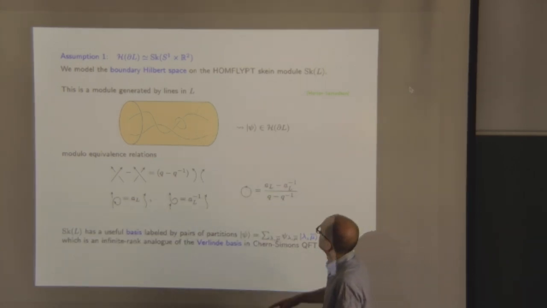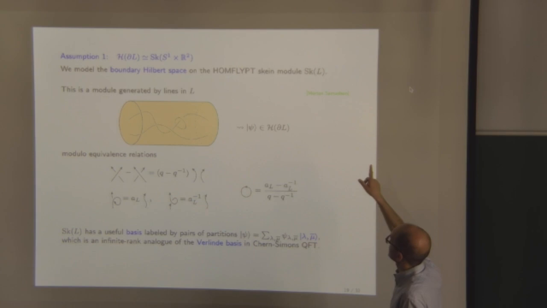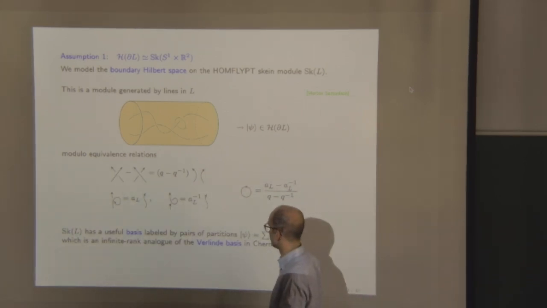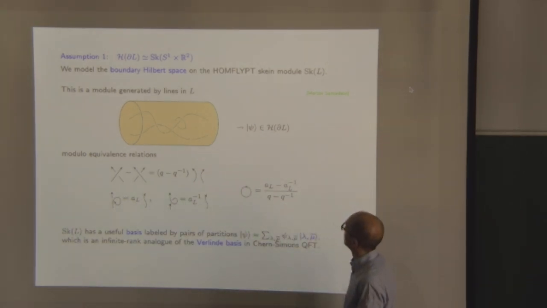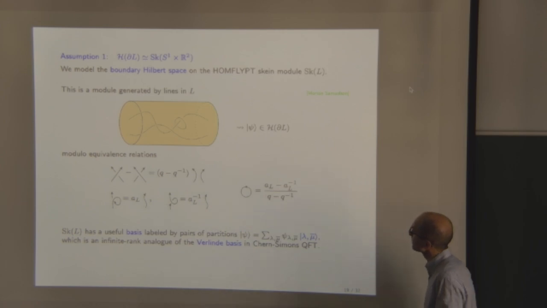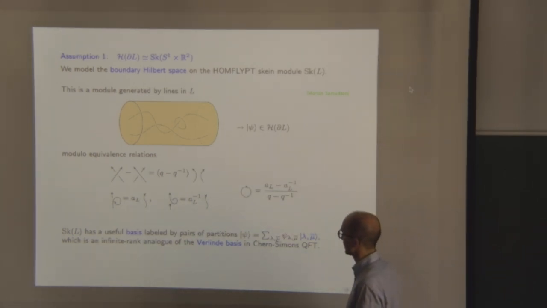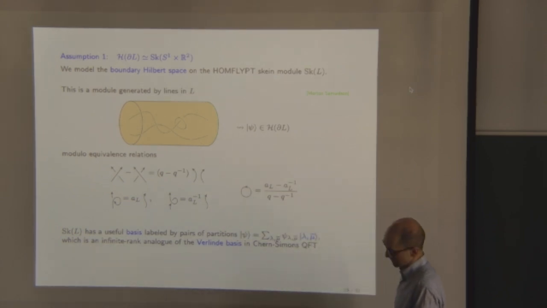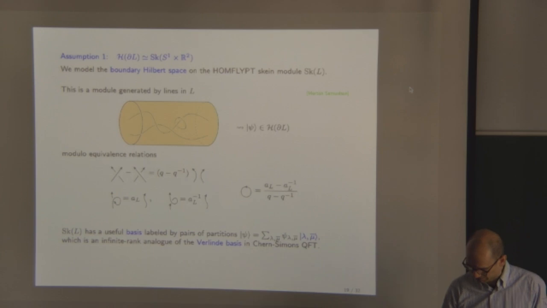Now, the skein module of the solid torus has been studied in great detail by Morton and collaborators, and it's known that there's a useful basis for this skein that's labeled by a pair of partitions, lambda mu bar, which as a physicist you can think of as an infinite rank analog of the Verlinde basis, familiar in Chern-Simons theory.